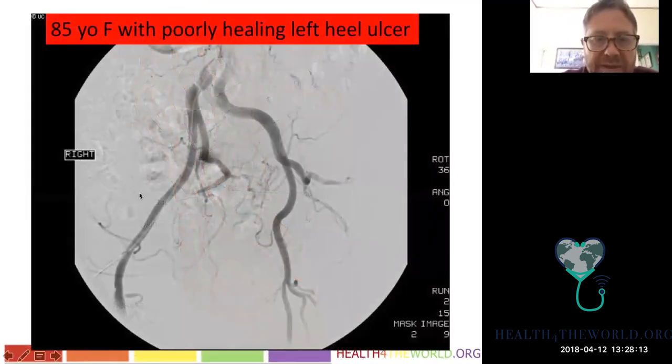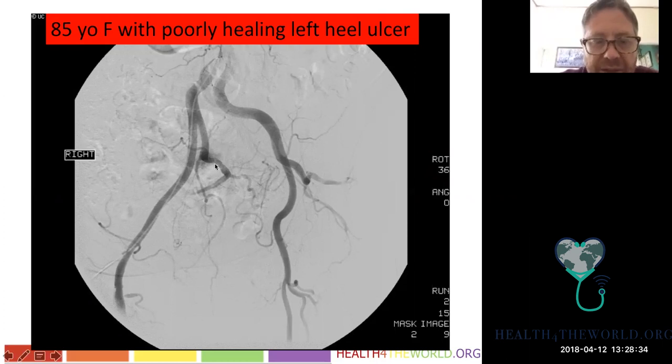So let's go through a case. This is an 85-year-old female with a heel ulcer, and we start with an angiogram, and we see that this is the aorta up here. This is the right common iliac artery. This is the left common iliac artery. This is the internal iliac here. This is the internal iliac.